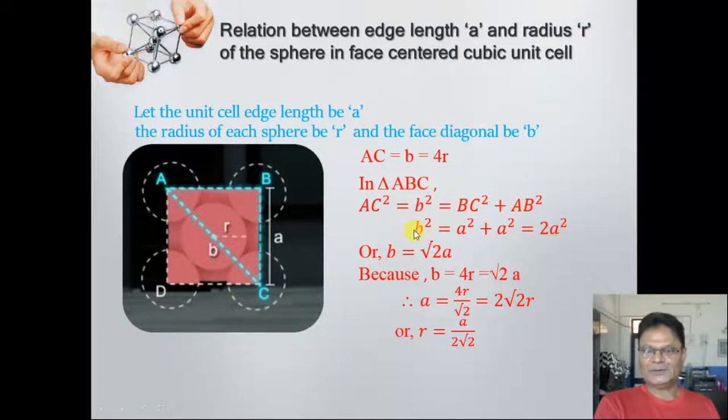So B square is equal to A square plus A square, that is equal to 2A square, or B is equal to under root 2A, because B is equal to 4R. We have established B is equal to 4R. Therefore, 4R is equal to under root 2A, or A is equal to 4R by under root 2, or A is equal to 2 under root 2R, or R is equal to A by 2 under root 2.